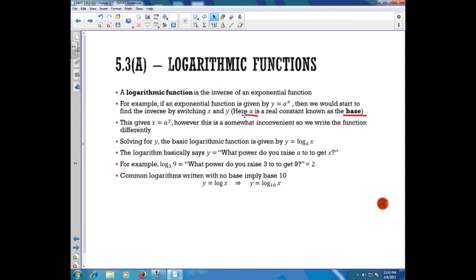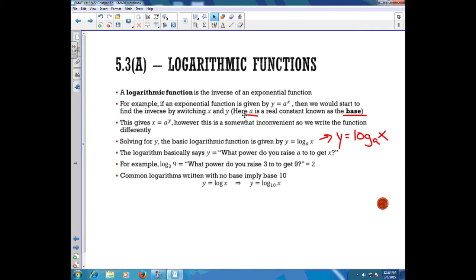If we switch x and y in this equation, then we get x equals a to the y. However, this is somewhat inconvenient, and so we write the function in a different way. If we solve for y, the basic logarithmic function is given by y equals log base a of x. And what this basically says is what power do you raise a to get x? And that number is equal to y.